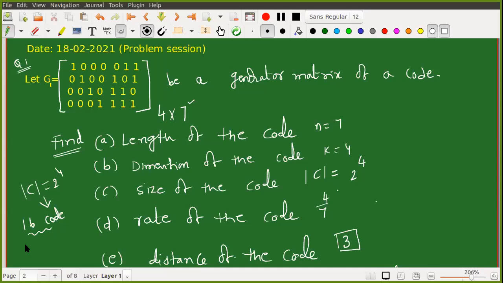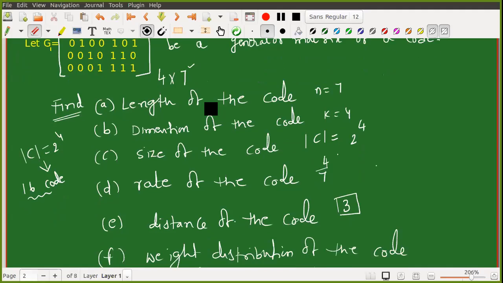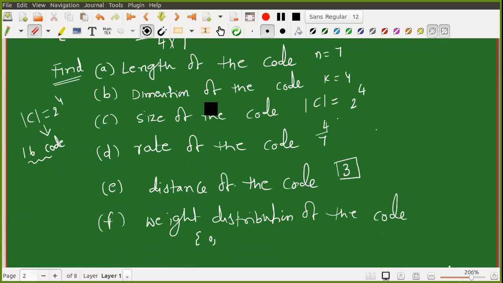So we have weight 0 code words. Weight 1 are not there. Weight 2 are not there. Weight 3 are available. Weight 4 are available. How do you know? Sir, the fourth row. Okay. What about weight 5?